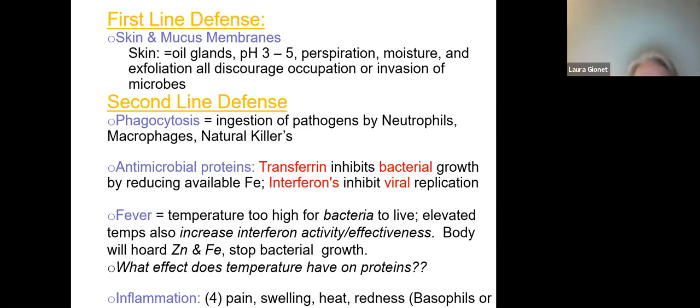Okay, then we have inflammation, and the four characteristics of inflammation are pain, swelling, heat, and redness. Basophils, and mast cell is a type of basophil, are associated with inflammation because remember, basophils release histamine and heparin, and so they help increase the inflammatory process.